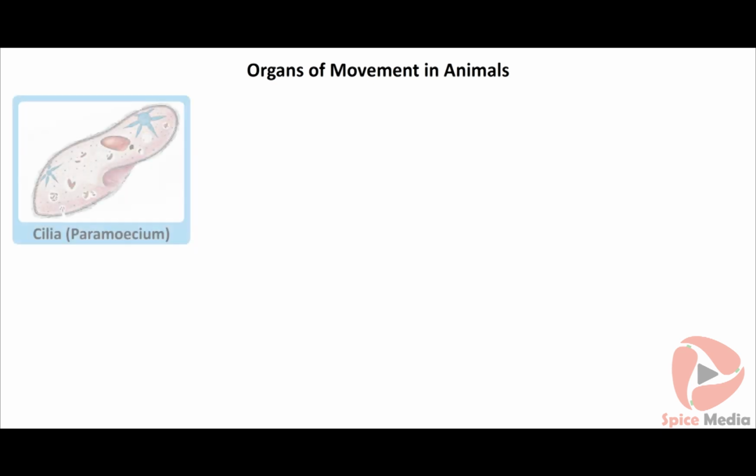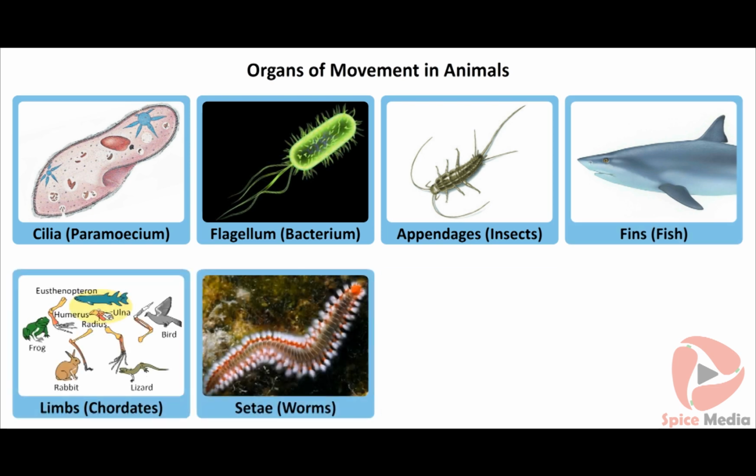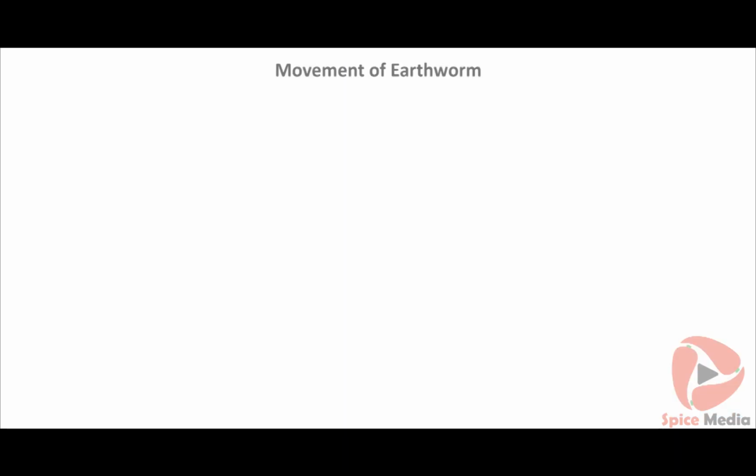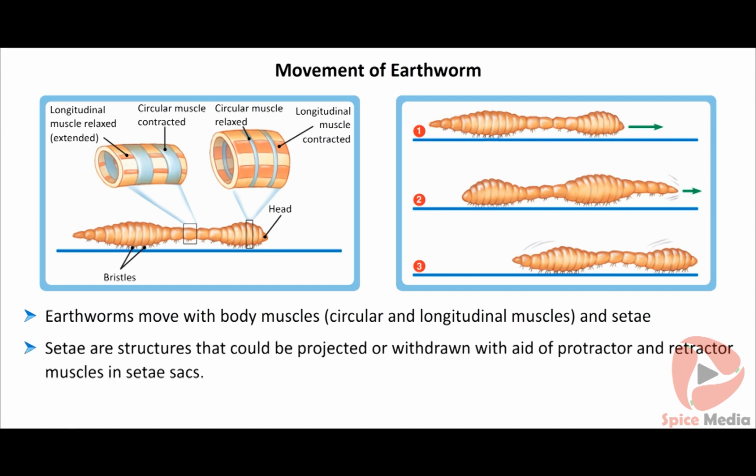At the end of this topic, you will be able to explain the movement in earthworms, describe the flying movement in birds, brief the undulatory movement in snakes. Animals move from place to place in response to stimuli in search of food and shelter, in order to mate and to escape from enemies.